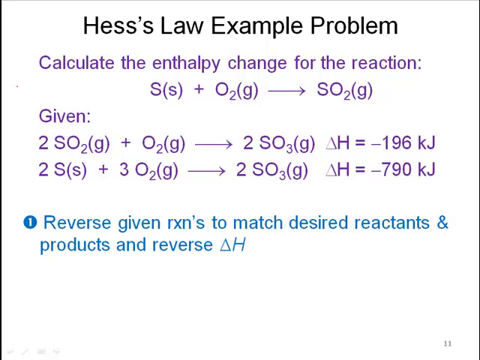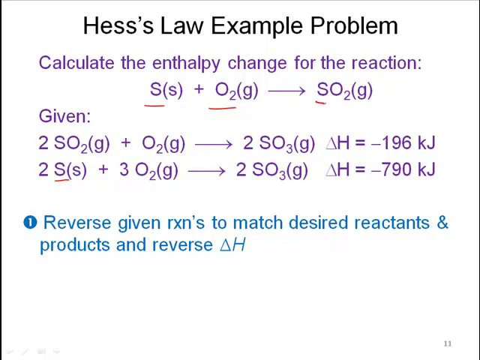First thing you can do is reverse the given reactions to match the desired reactants and products. So we want to have an S and an O. We want an S on the left side. Which one has an S on the left side? First reaction or second reaction? Second one, so that looks pretty good. Okay, O2. Well, that one has an O2 and that one has an O2, so it doesn't help us much.